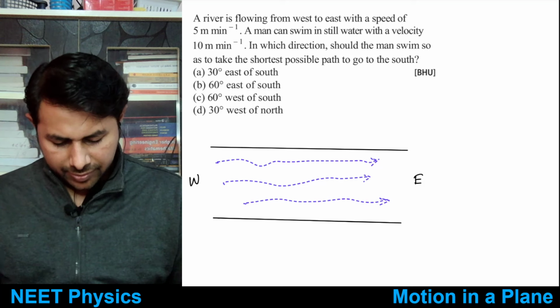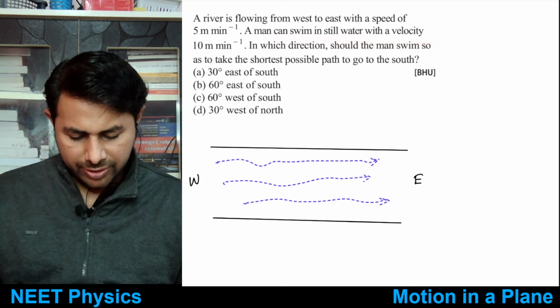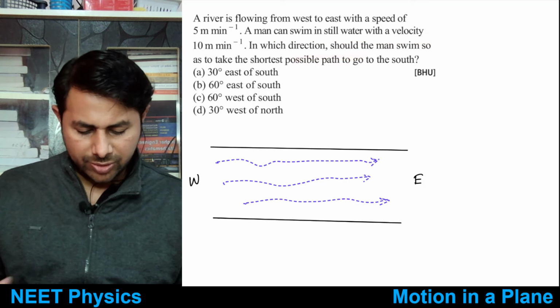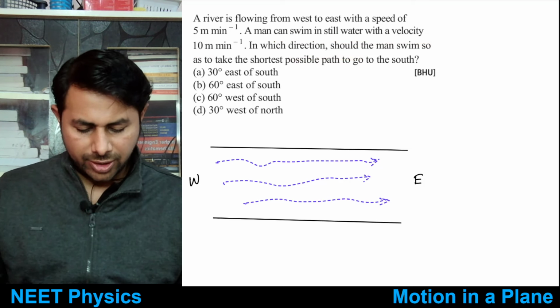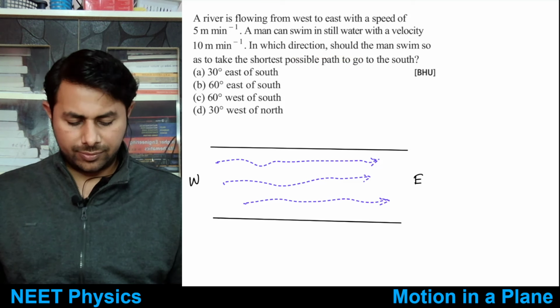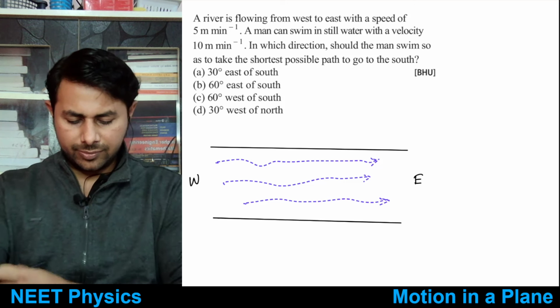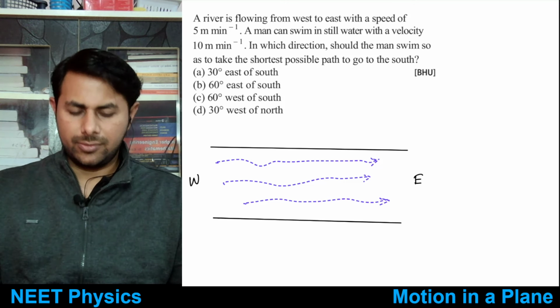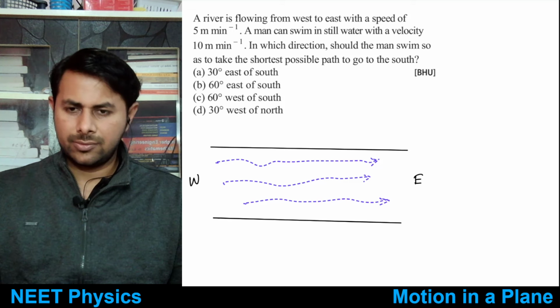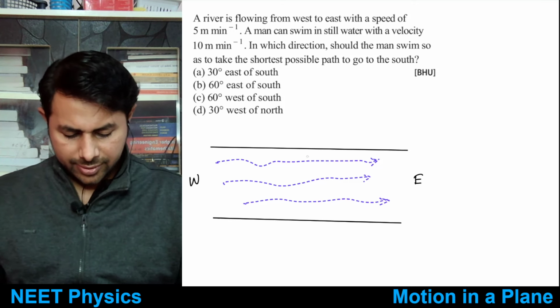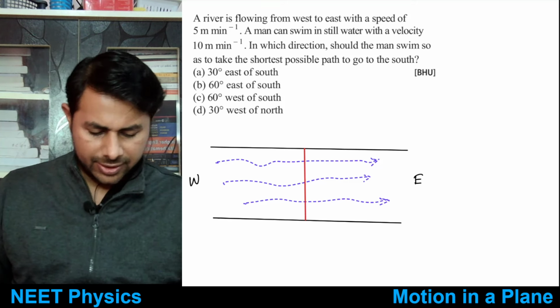The speed is given, and the man can swim in still water with the speed of 10 meters per minute. In which direction should the man swim so as to take the shortest possible path? Tell me. So the velocity of the river is given, the velocity of the man in still water is 10 meters per minute, it is given. Okay, so the shortest path is simple, right? So everyone agrees that this is the shortest path.